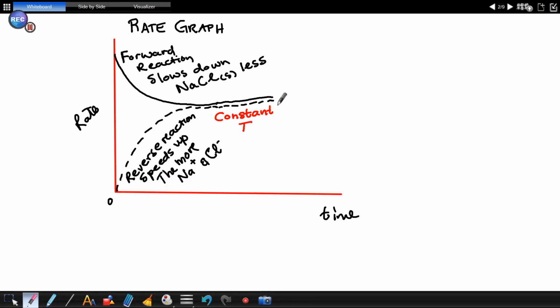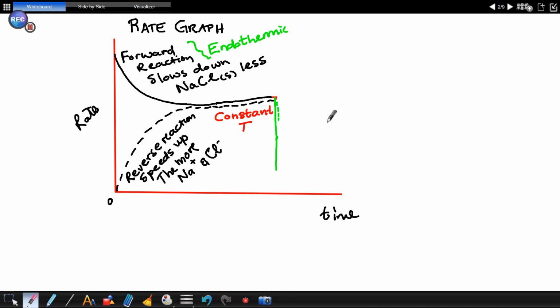So dropping the temperature makes everything go slower. You're cooling it down. So the solid line will drop and the broken line will also drop. But who will drop more? Yes, the endothermic reaction. And in our case, the forward reaction is the endothermic reaction. So the endothermic reaction becomes even slower. That's why it drops so fast.